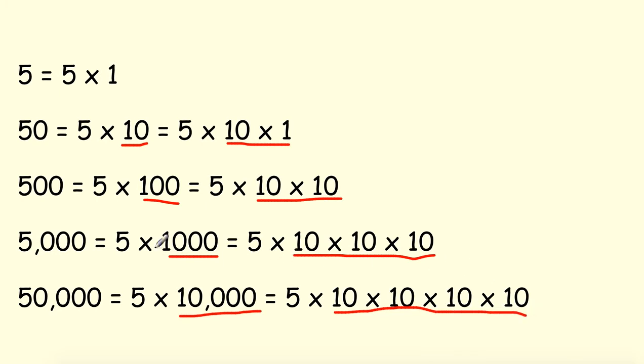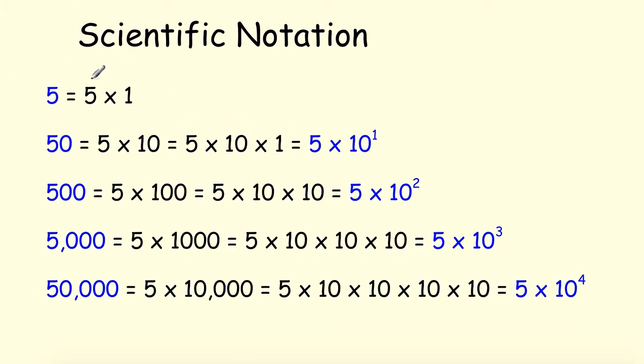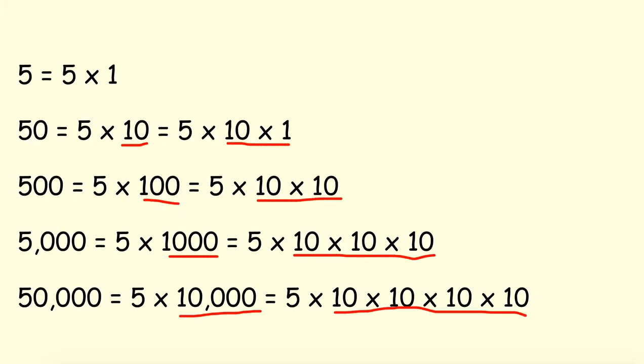Okay, so far we can see that 5,000 can be written as 5 times 1,000, or it could be written as 5 times 10 times 10 times 10, and you should still get 5,000. On this final screen then, we're going to look at what scientific notation is and where that came from. So right here is where we ended up on the last screen. 5 times 10 times 1. That was this right here. 5 times 10 times 1.